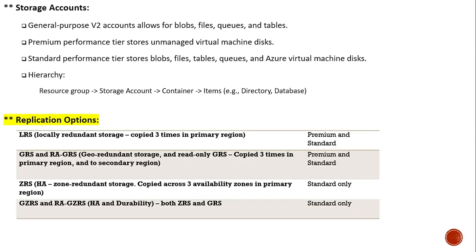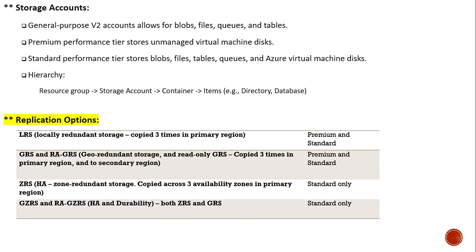Then there is the storage account. There are three types of storage account that we have. The first one is the general purpose version 2 account, which is used to store blobs, files, queues, and tables. The next one is the premium performance tier, which stores unmanaged virtual machine disks. And the third one is the standard performance tier, which stores blobs, files, tables, queues, and Azure virtual machine disks.